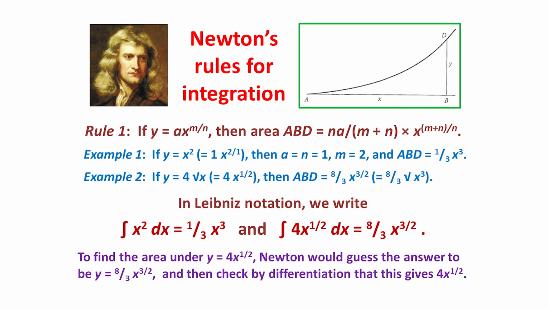So how did Newton find areas? To find the integral of 4x to the 1/2, he would guess the answer to be y equals 8/3 x to the 3/2, and then check by differentiation that the slope is indeed 4 times x to the 1/2. So although differentiation and integration had always appeared to be completely different types of operation, they now seemed in some sense to be inverses of each other. This had been suspected by a few people in the 17th century, but the credit for explaining why this is the case is due to Newton and Leibniz.